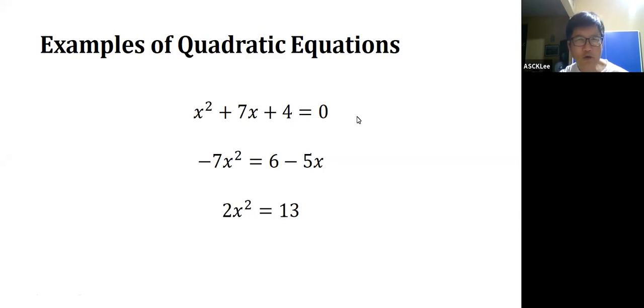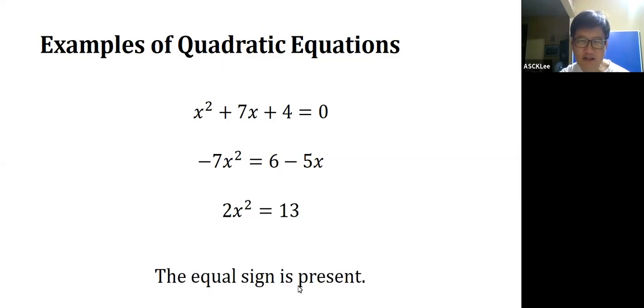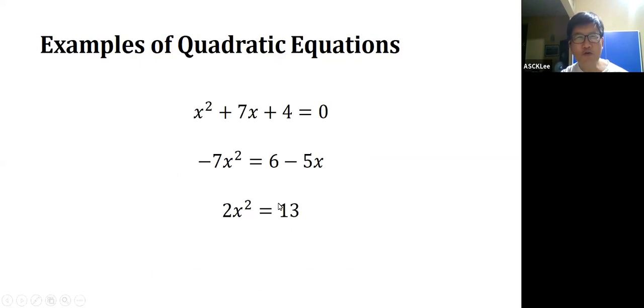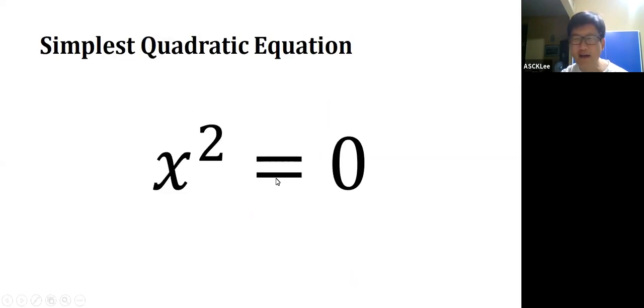And again, if you look at quadratic equations, not only is the equal sign there, but the term with the highest power is x squared. The x squared term must be present, and the equal sign must be present, in order for an equation to be a quadratic equation. So the simplest quadratic equation is simply x squared equals 0. Now you know the simplest quadratic expression and also the simplest quadratic equation.